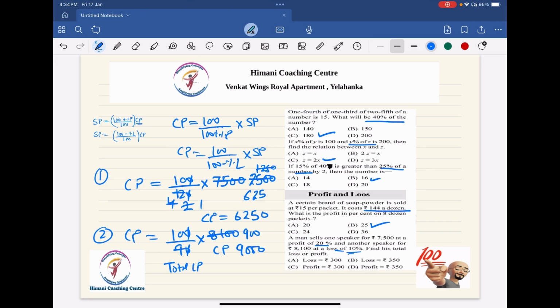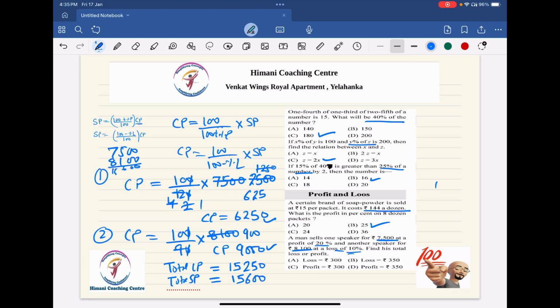Now let us find total CP. Total CP would be 9,000 plus 6,250. So students, what will we get? 15,250. While total SP is what? 7,500 plus 8,100, which is 15,600. So that means he is making a profit.